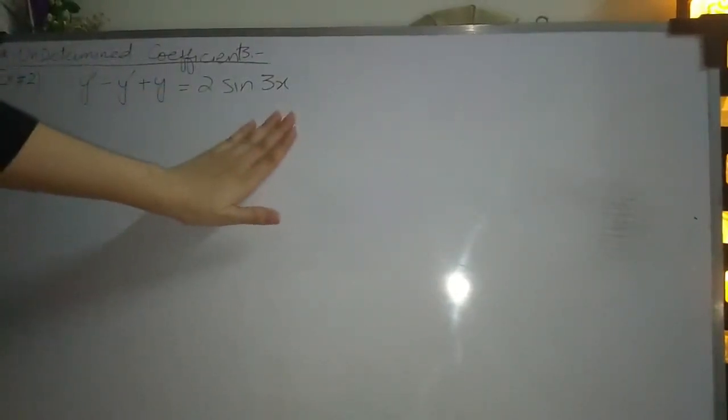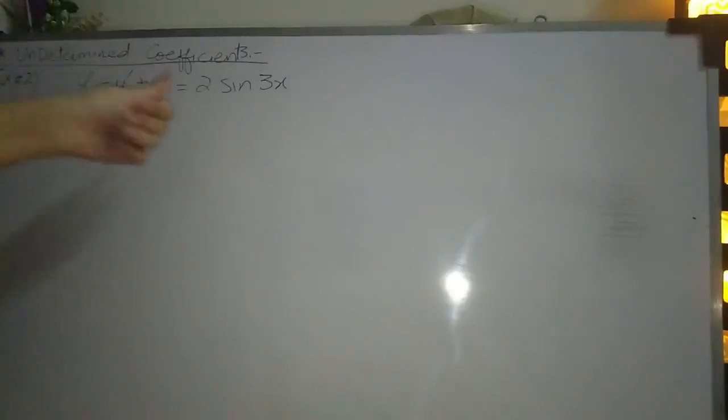Method of undetermined coefficients. So we have example number 2, and that is y double dash, the second derivative, minus y dash plus y equals 2 times sine of 3x. So here the constant is 2 and the angle is 3x. First of all, we will find the complementary solution, and I hope that now you can find out the complementary solution.